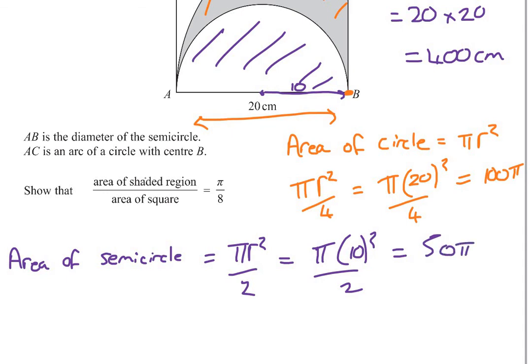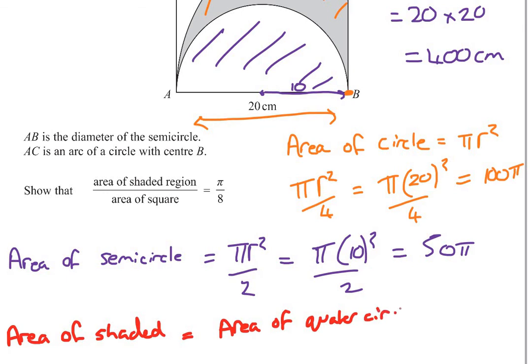Okay, so what is the area of the shaded region? Quite a tricky question, this. So area of shaded, well, that equals the area of the quarter circle, take away area of semicircle. And it's not too difficult to see that this is 50 pi.